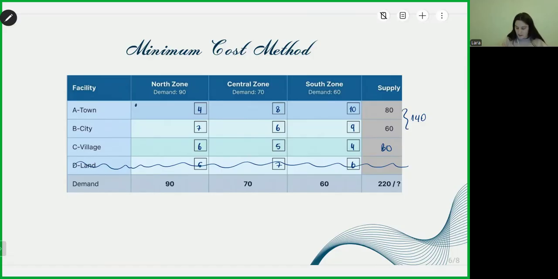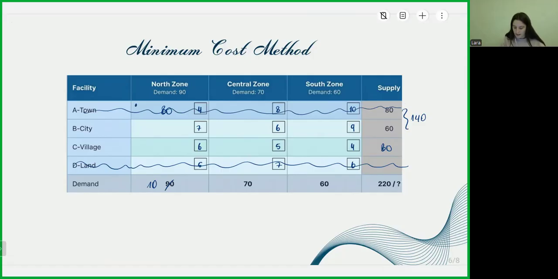Again, we're going to look, 80 is smaller than 90. So I'm going to write 80 here. But I can erase this one now because I can't supply more from A town. But I have 10 left here. Now I'm going to look again. Which one is the smallest cost?